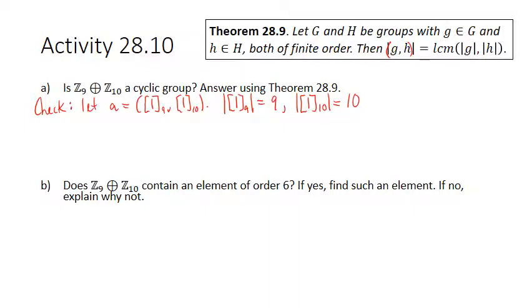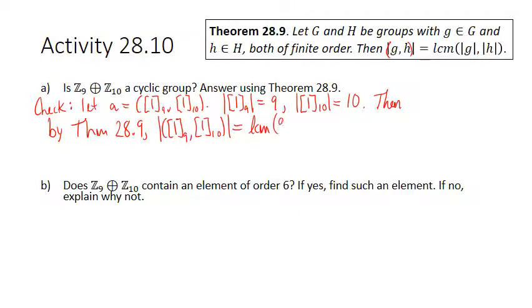So anyway, what we can say here is that by theorem 28.9, the order of (1, 1) in Z9 × Z10 should be the LCM of 9 and 10, the least common multiple of 9 and 10. What is that? Well, they don't share any divisors in common, so it's just going to be their product, 90. And then the order of Z9 direct external product with Z10 is also 90. We talked about that in a previous activity, that you just multiply the group orders together.